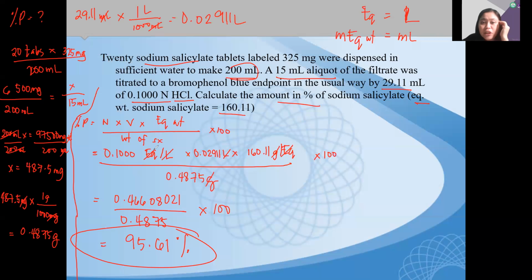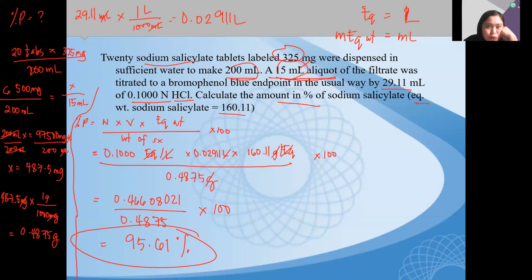And then, yung weight ng sample. So ito talaga yung pinakamataas, mahaba yung process. Hindi mo basta-bastang pwede gamitin si 325 milligrams. You have to be mindful, you really have to be alert when it comes to the problem. Kasi kung titingnan mo ang problem, hindi naman talaga siya ginamit. Ang ginamit na sample in the problem is just 15 ml. So kukunin mo muna kung ilang sodium salicylate yung nandyan sa 15 ml na yan.